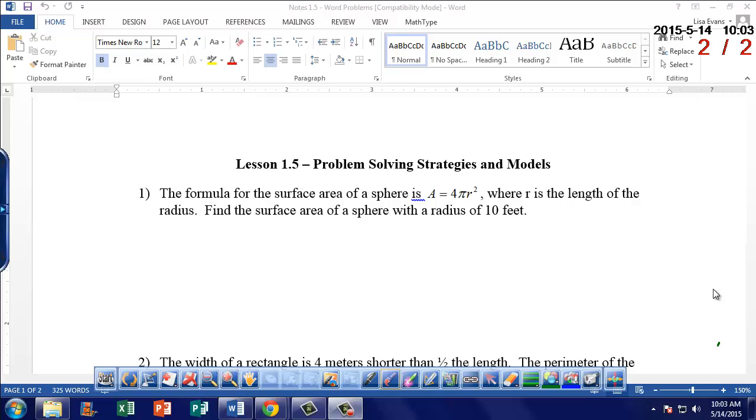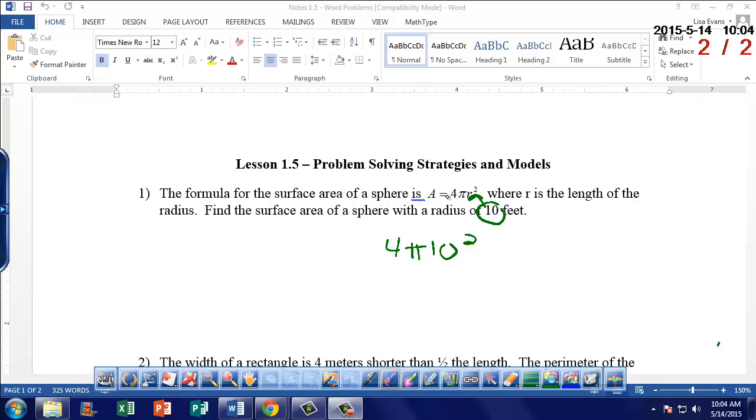It says the formula for surface area of a sphere is A equals 4 pi r squared, where r is the length of the radius. Find the surface area of a sphere with a radius of 10. So basically, this goes into r. So we're going to do 4 pi 10 squared.